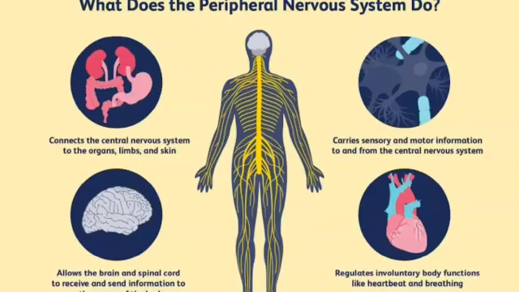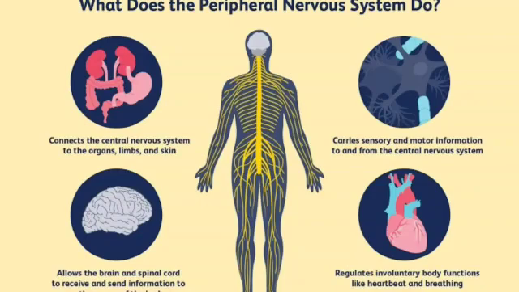Lastly, we are going to learn about the peripheral nervous system. The peripheral nervous system consists of nerves that connect the central nervous system, that is the brain and spinal cord, to different parts of the body. These nerves arise from the brain or the spinal cord. And each nerve has many branches that connect to a particular area of the body.